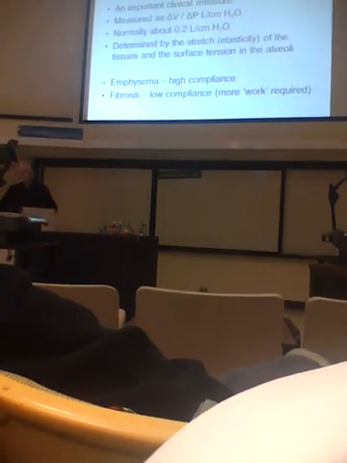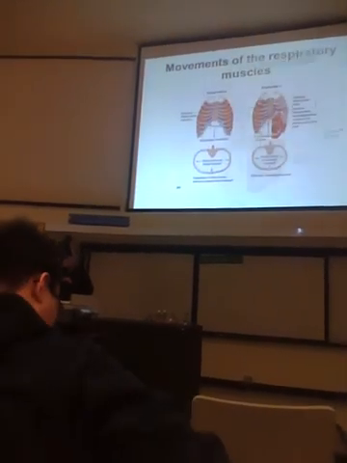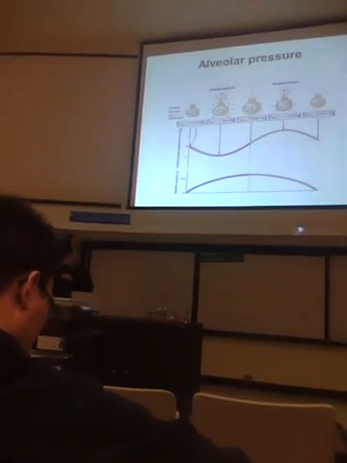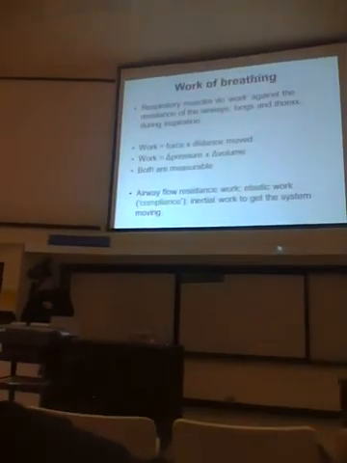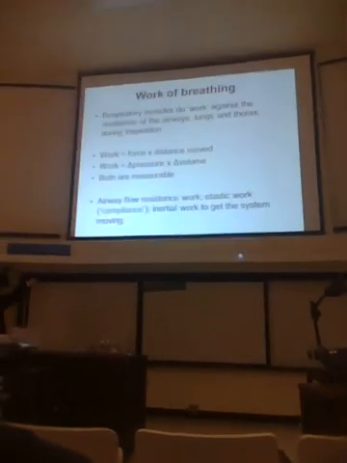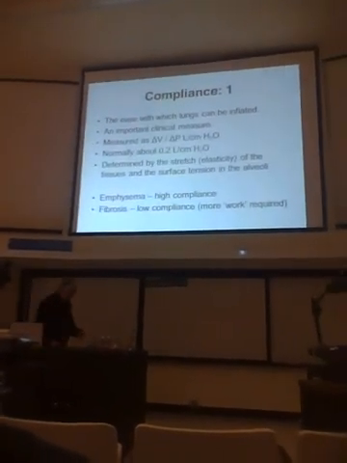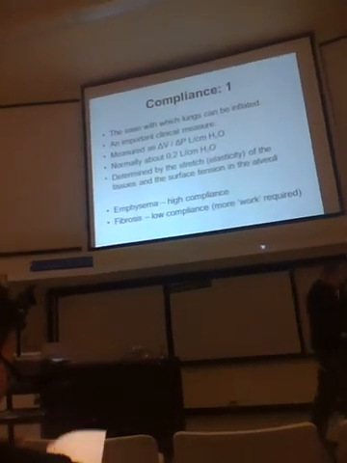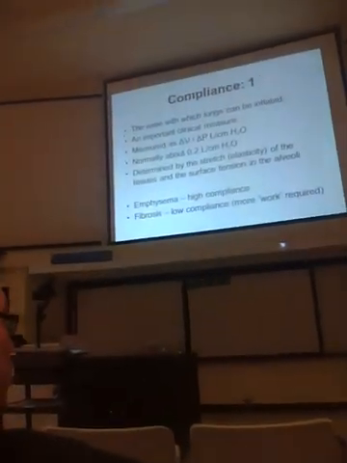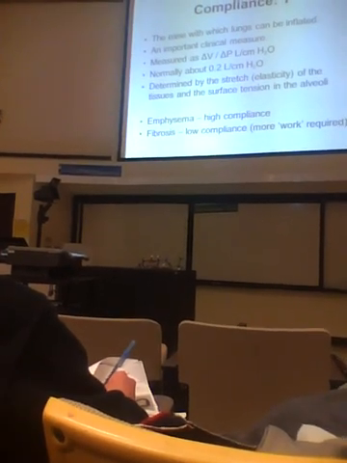Let me just start on this other topic for a few minutes before we quit today. So airway resistance, flow resistance is important, particularly in something like asthma. What about this elastic business of compliance? Let's just define compliance and have a look at it. So here is compliance. This means the elasticity of all the tissues, the ease with which the lungs can be inflated. It's an important clinical measure.